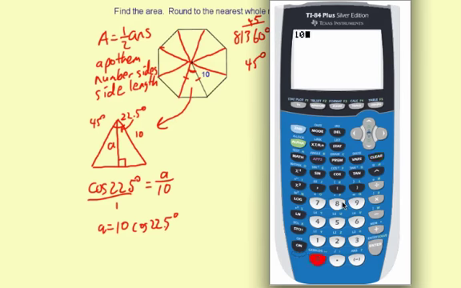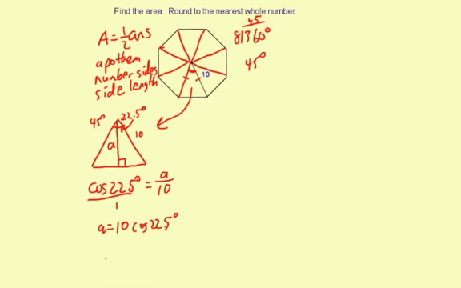So it's going to be 10 times the cosine of 22.5. So 9.238, we'll just round it to 9.2. So the apothem equals 9.2. So that's the first part of the formula. Next we need to know the number of sides. That's pretty easy. There are 8 sides. So n equals 8.